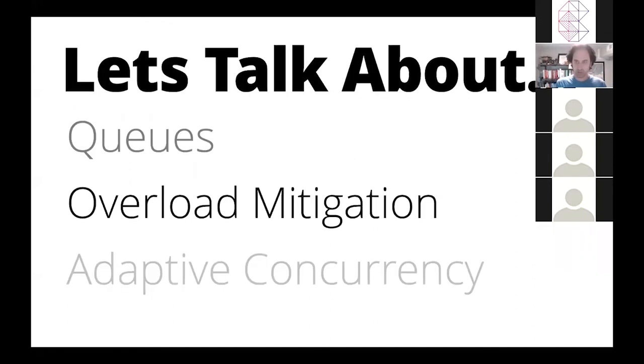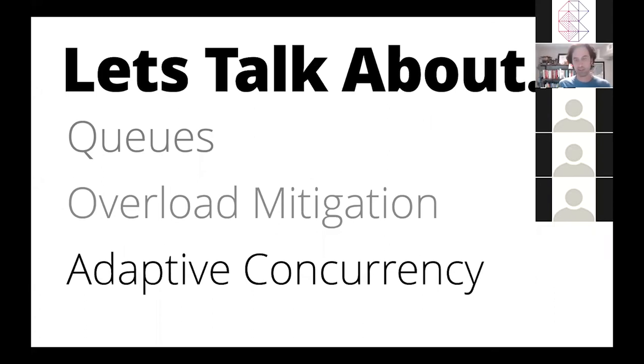So those are some ways to mitigate overload. At the end of the day, the only real way to do it is to shed load out of the system. And so we really need to focus on a way to do that smartly, and that leads us to adaptive concurrency.